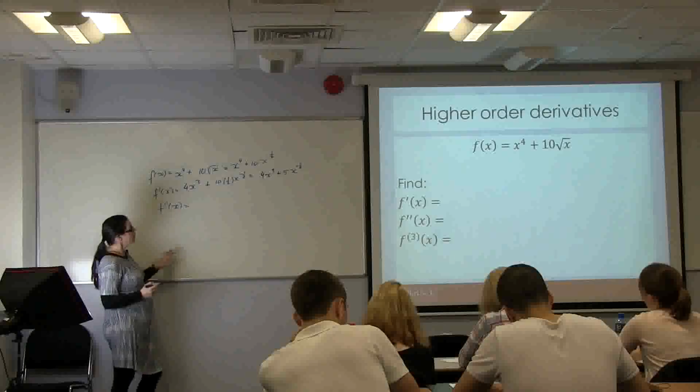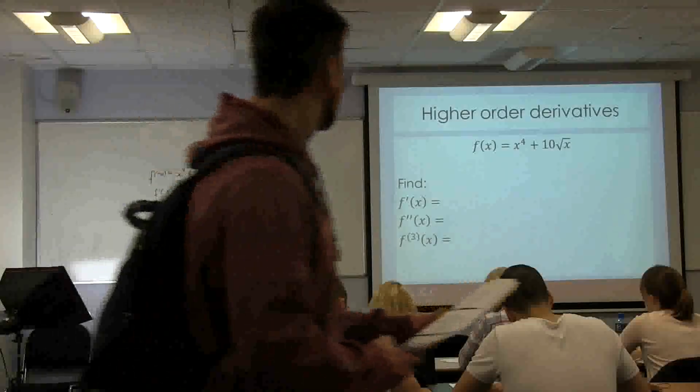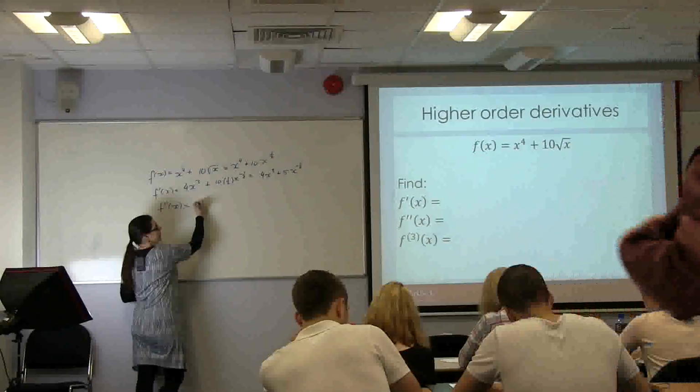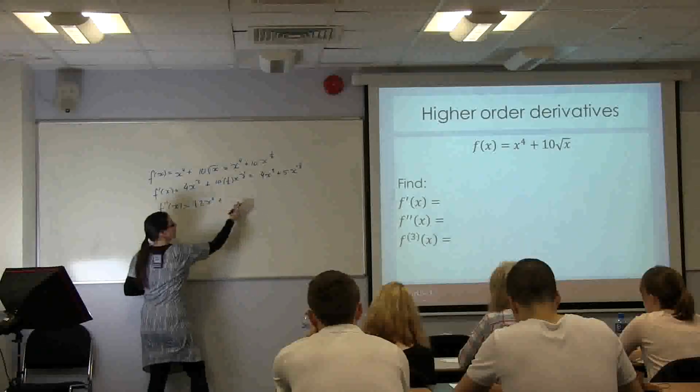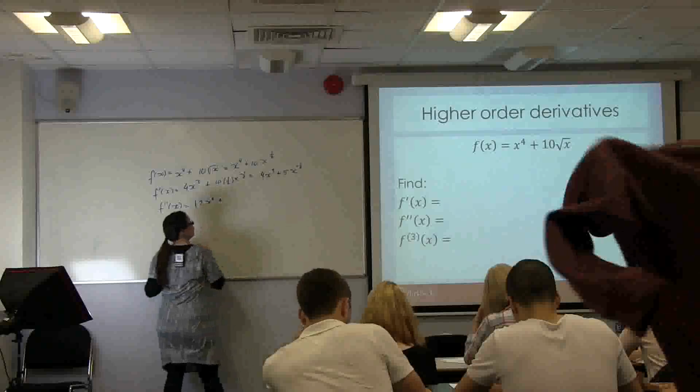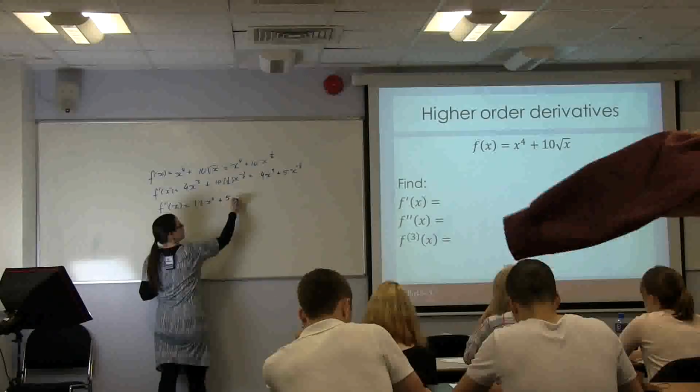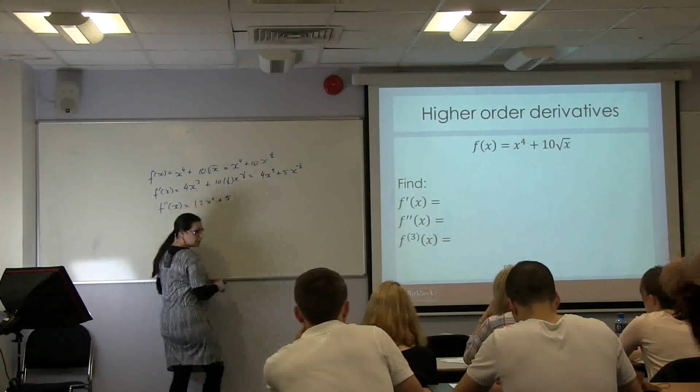Second order derivative. 4x cubed, the derivative will be... and what will happen to this one? Actually, can we do it all in one go?